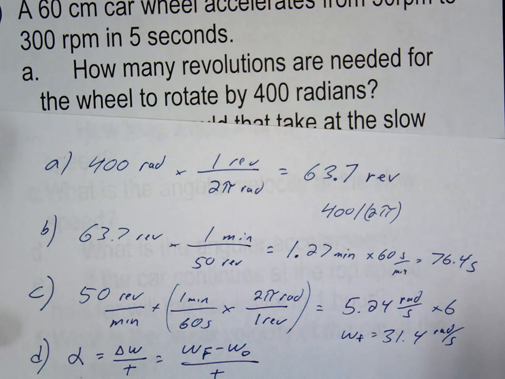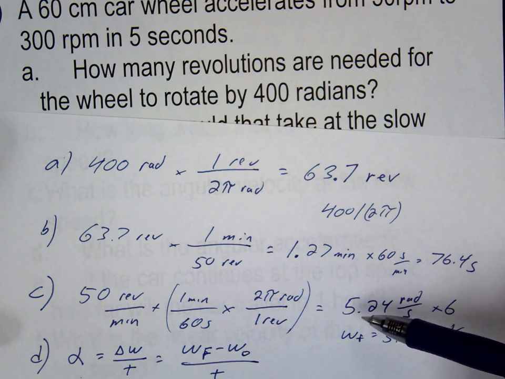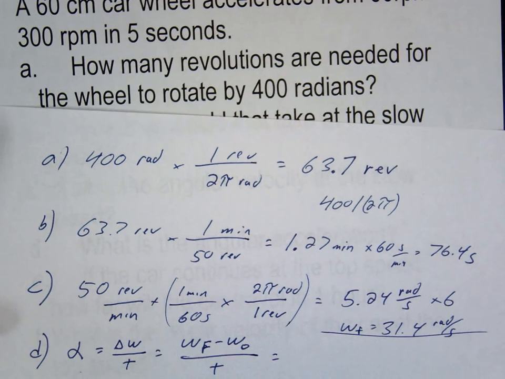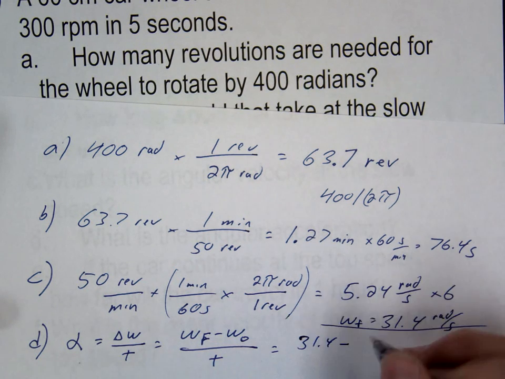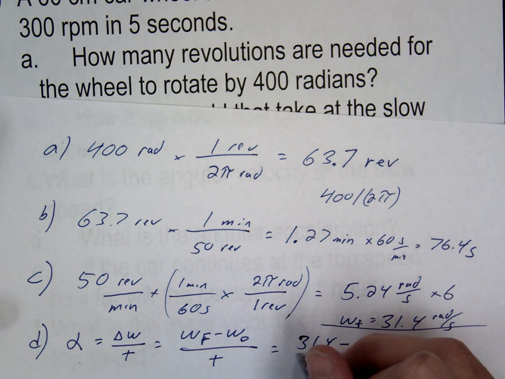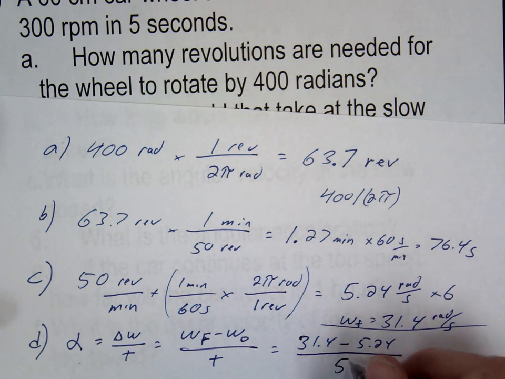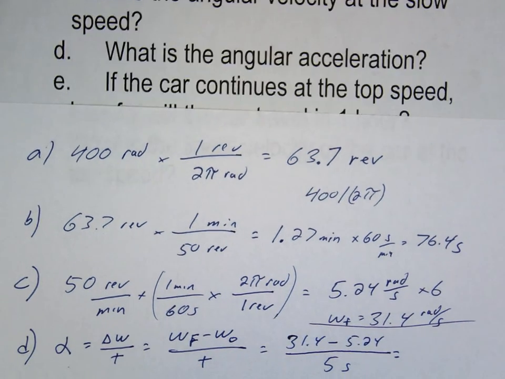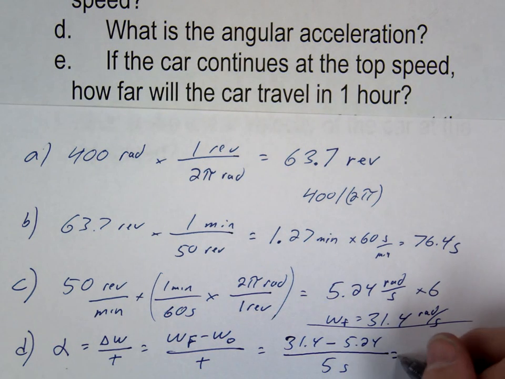Okay, now if you don't like those quick and easy things, you could do it the long way and you'll get the same answer, right? You always get the same answer. All right, how do we find this? Let's find alpha. So our omega final was 31.4. Our omega initial was 5.24. And our time was, I want to say 5, is that right? Yeah. And we get about 5.2.